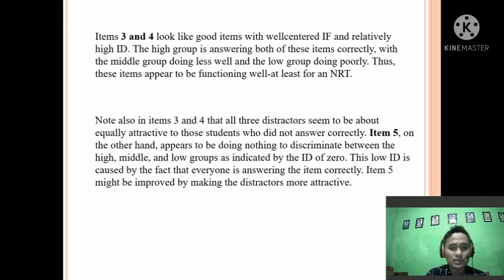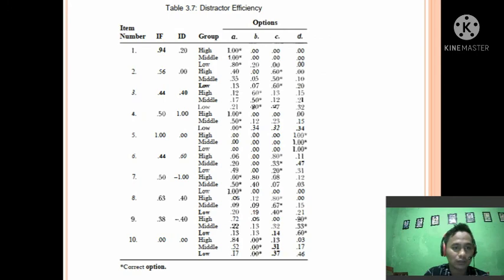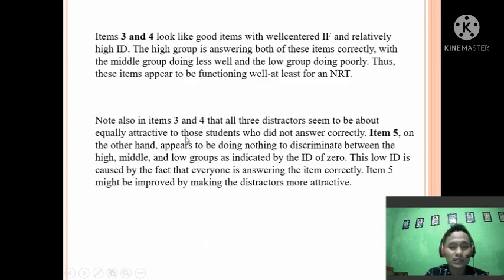Those students who didn't answer it correctly, as in item 5, guys. Okay, item 5. Let me see. Item 5 has an item facility of 100, but item discrimination is 0, because all of the students can answer correctly. Everyone, all of them. So the item might be improved by making the distractors more attractive. Improve or develop the item, because maybe this is very easy.